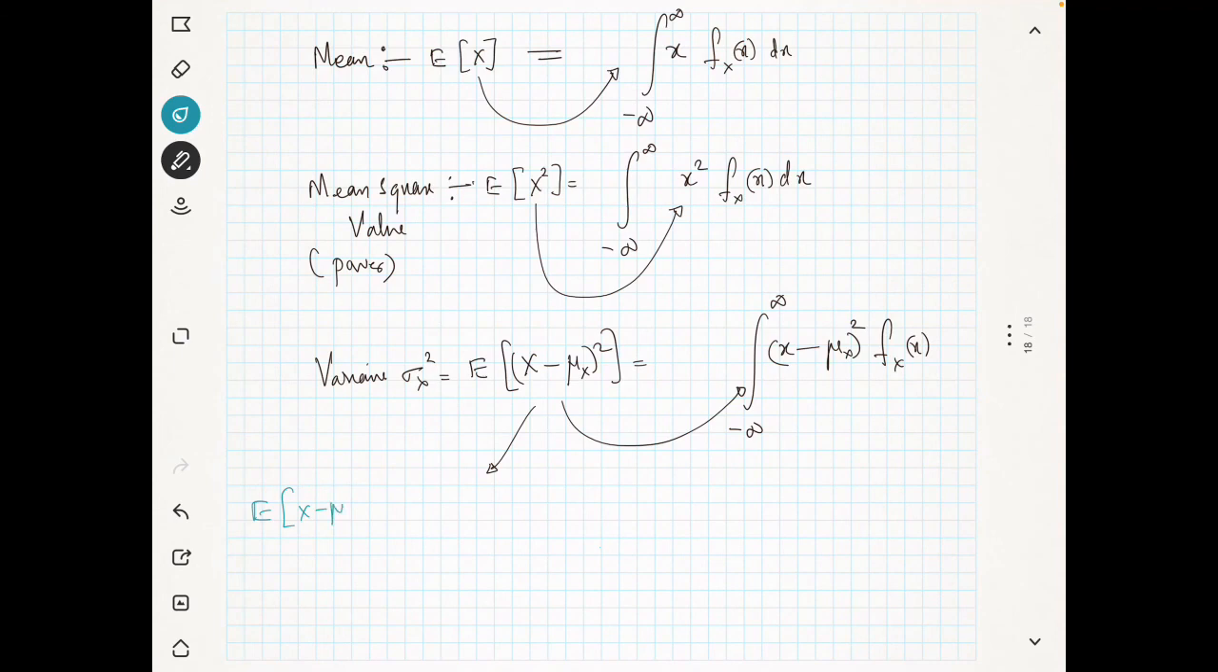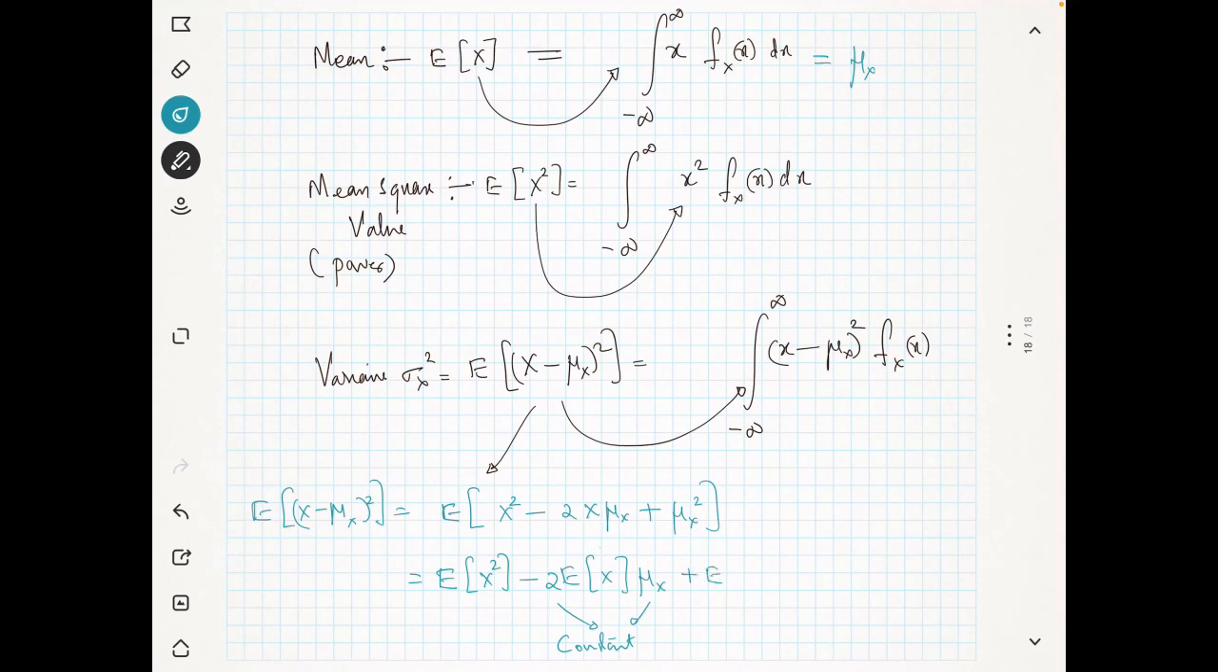Expected value of (x minus mu x) the square is nothing but expected value of, you know that (a minus b) whole square is a square minus 2 into a into b plus b square, so here x square minus 2 into x into mu x plus mu x square. So this is the expected value of x square minus 2 times the expected value of x into mu x, because this 2 and this mu x are constants. They are just some numbers, because mu x is a constant. I told you this is mu x, it will be a constant, because after integration you will get a constant value. Now plus expected value of mu x square.